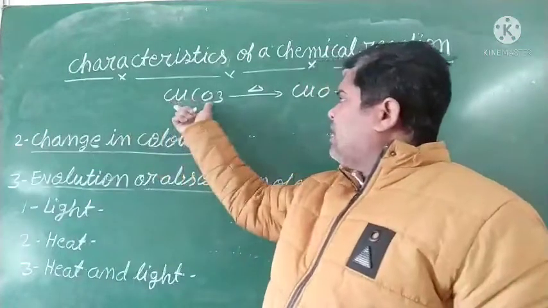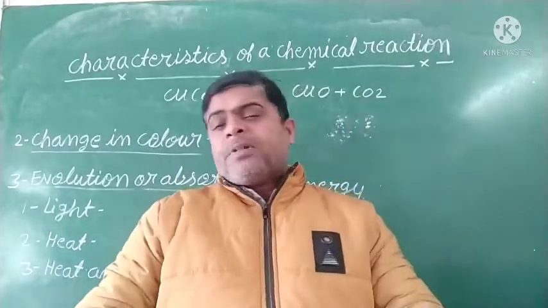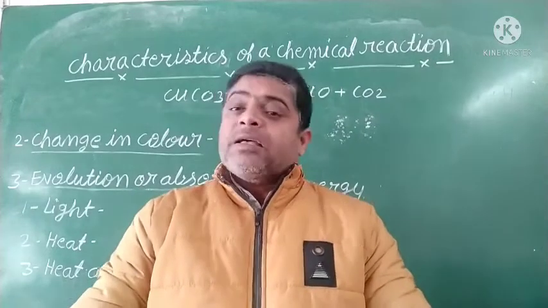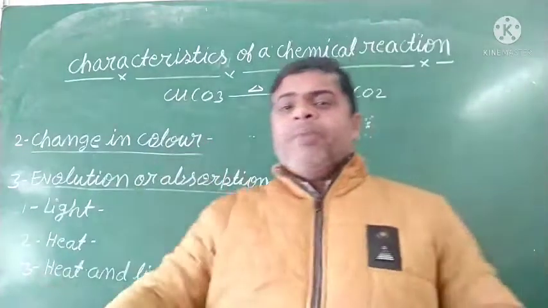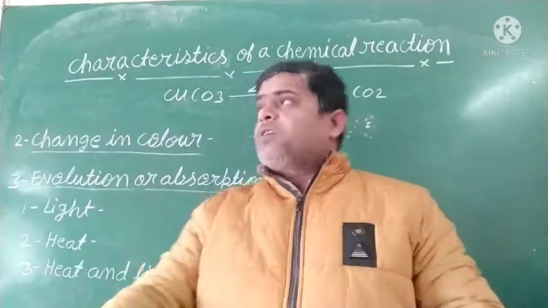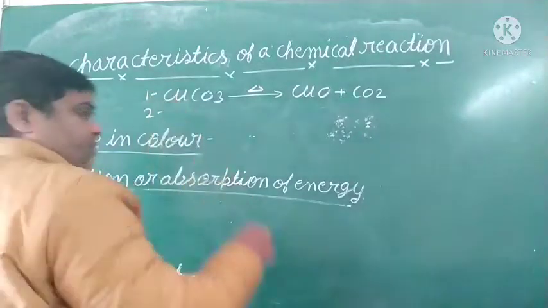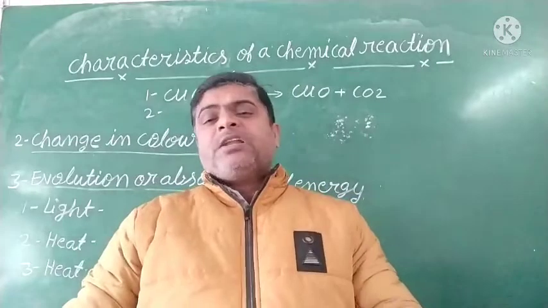So copper carbonate and copper oxide. Student, copper carbonate is green in color and copper oxide is black in color. So this is also one example of the change in color. Okay, another example is copper sulfate.